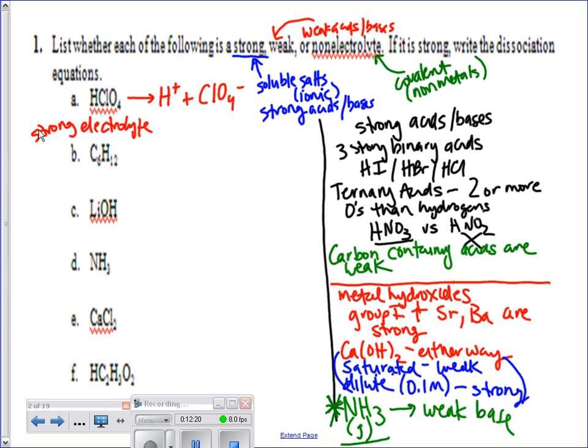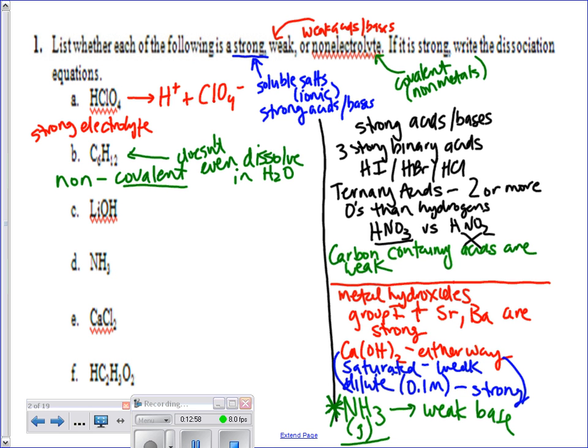Okay, C6H12. Strong or weak? Or what? What kind of electrolyte is that? It's a non-electrolyte. Why? It's a covalent substance. Not to mention, it's an organic substance that is just not going to dissolve. It's actually going to kind of just float. So this does not dissolve in water.